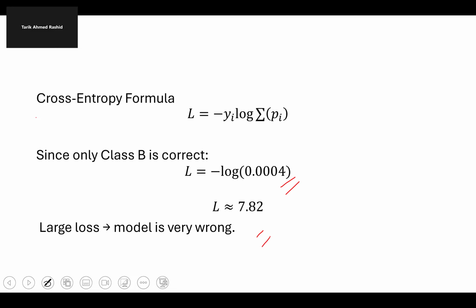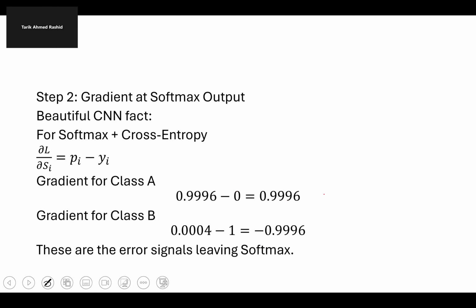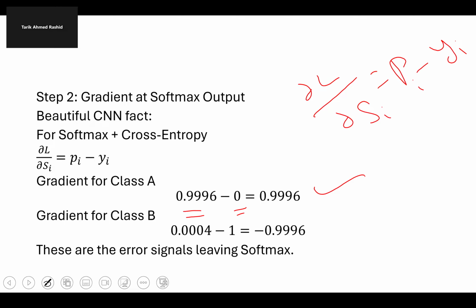Therefore, we have L is 7.8, which is very big, which is very wrong, a large loss. We need to do gradient at softmax, gradient at softmax delta L over delta softmax I. It will be prediction minus target. In this case, the prediction is 0.9964 for A. The target is 0. We found it.